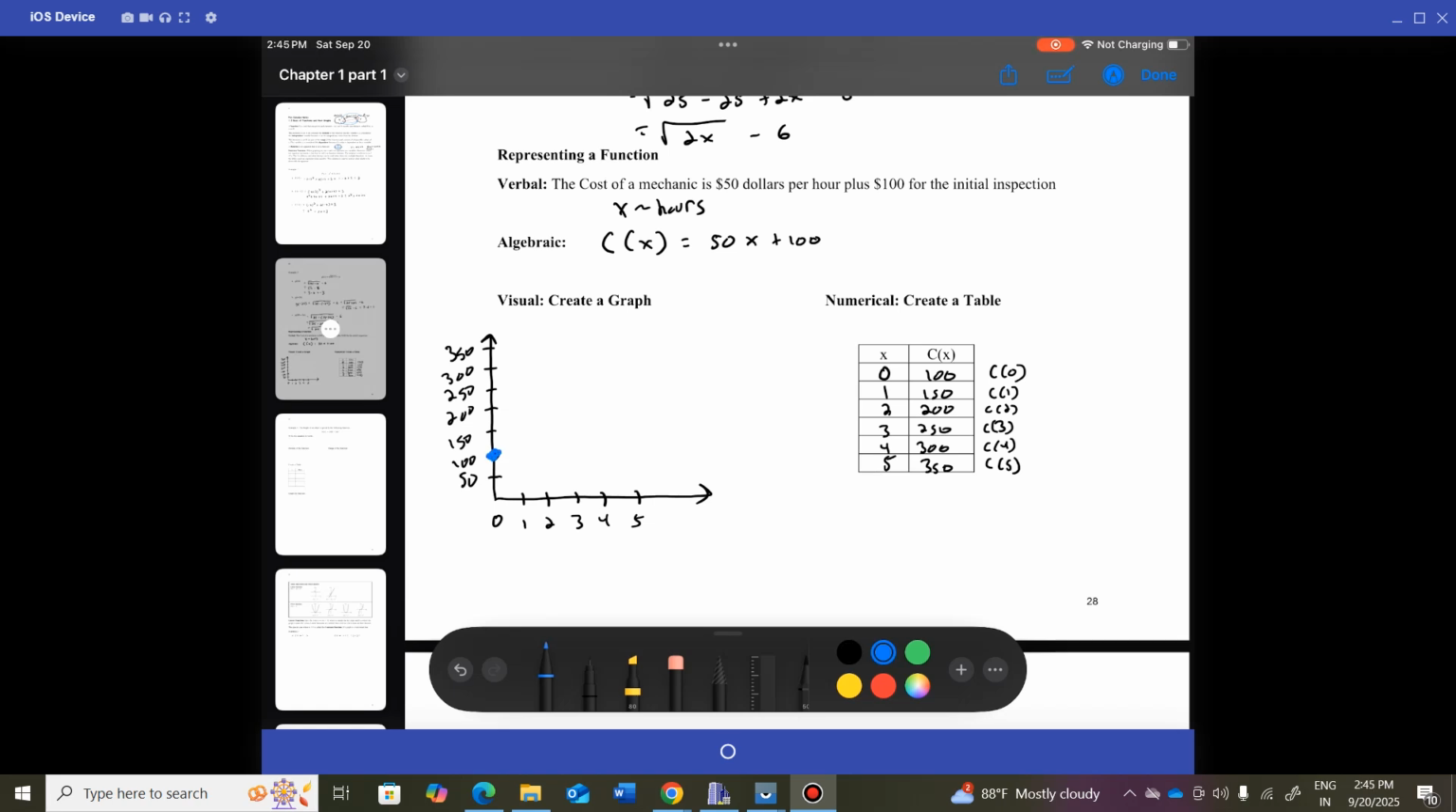1 and 150. 2 and 200. 3 and 250. 4 and 300. 5 and 350. And assuming, let's say they take it down to the exact minute or something like that, we can draw a line through it and show that that price is increasing every hour they work on it.